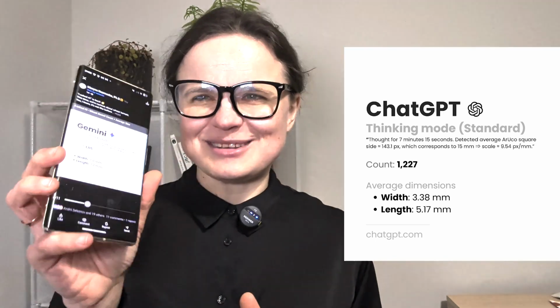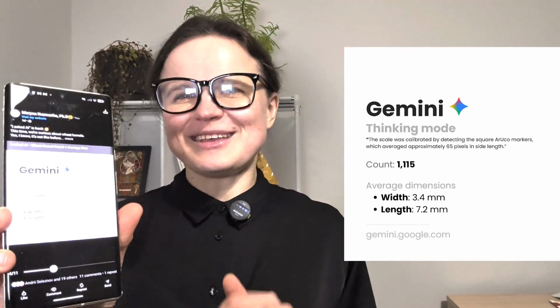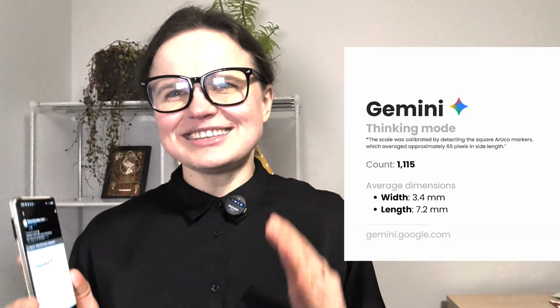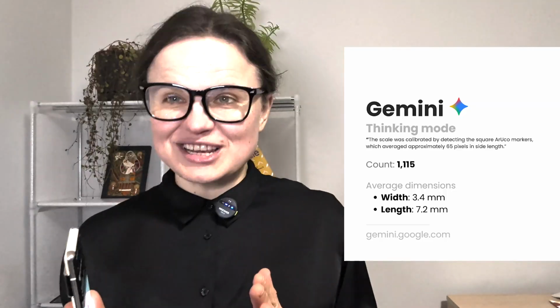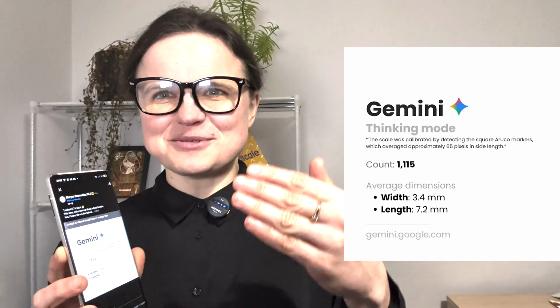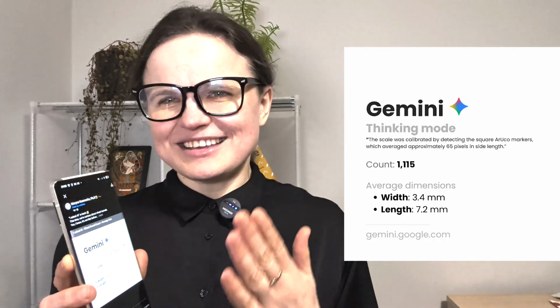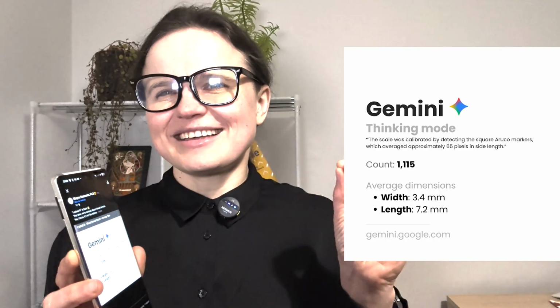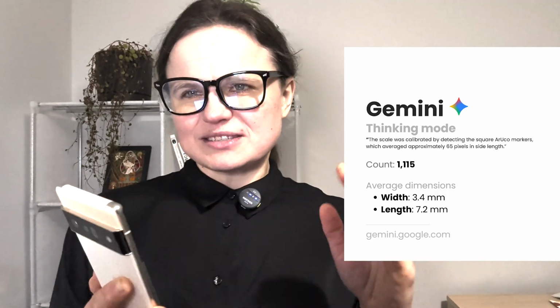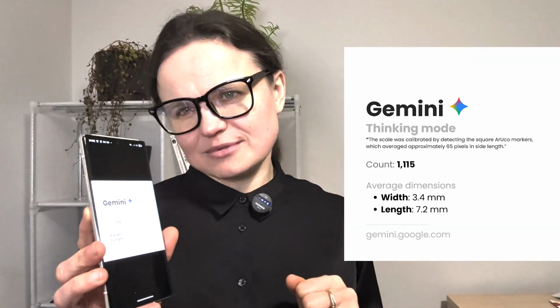Next one, Gemini. Also very impressive results. Specifically, and I will show you later, it's about the visualization, because other models don't provide any type of visual proof of what has been done. But Gemini showed the detection, and also showed the logic of its processes. And yes, the accuracy was quite okay.